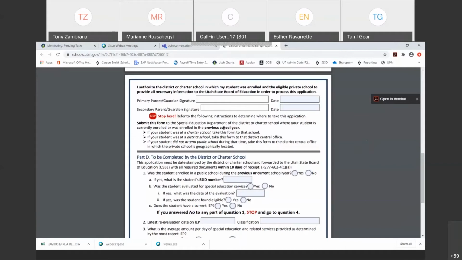Thanks for clarifying that, Tammy. Yeah, unless there's something more recent that shows that they're not eligible anymore, then yes, we recognize that as current.